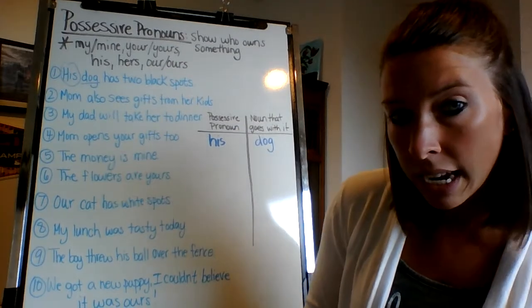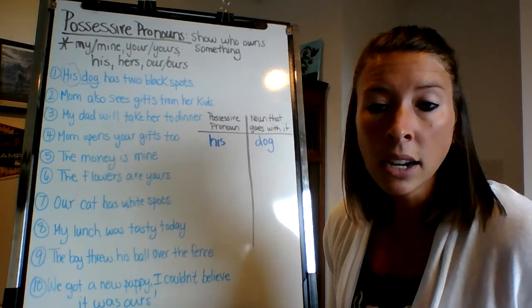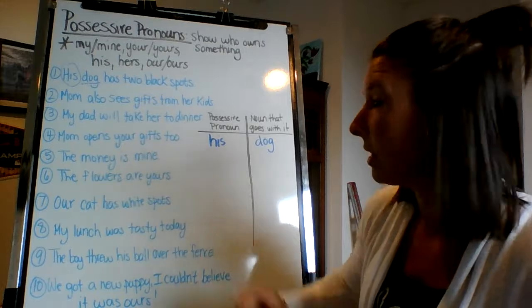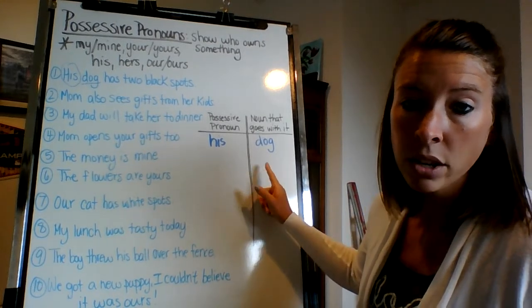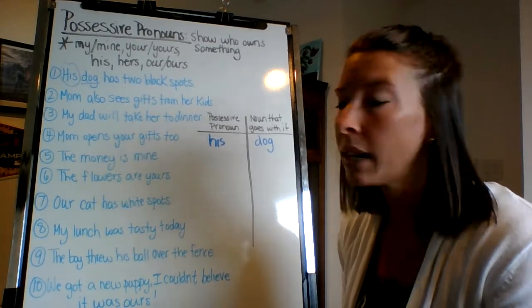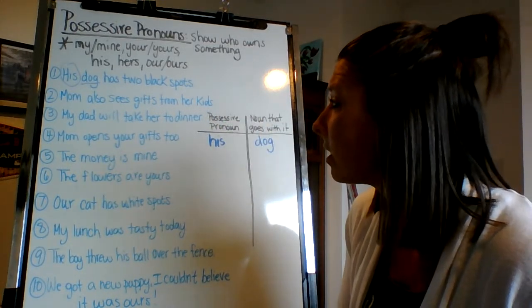And we're going to go through each of these sentences. We did the first one together. And now I'm going to read you a sentence. I'm going to give you a little bit of time to record the possessive pronoun and the noun that goes with it, and then we'll go over those. So sentence number 2, read it with me. Mom also receives gifts from her kids.